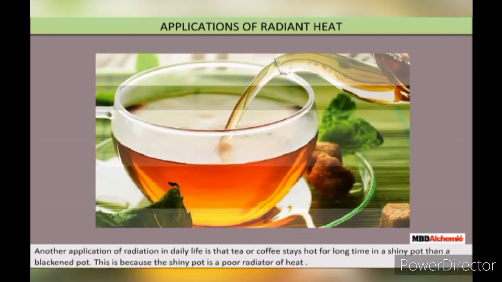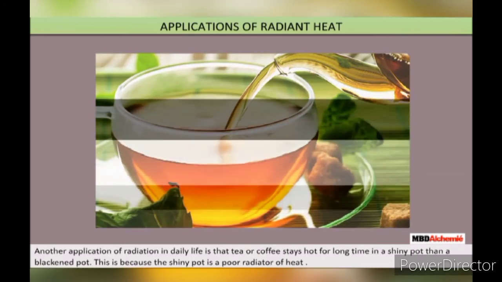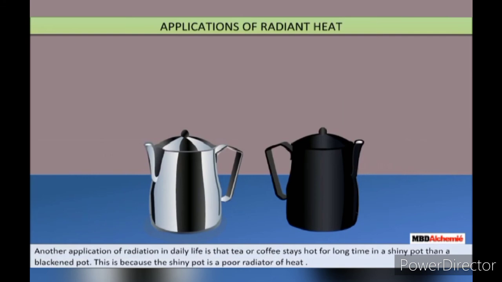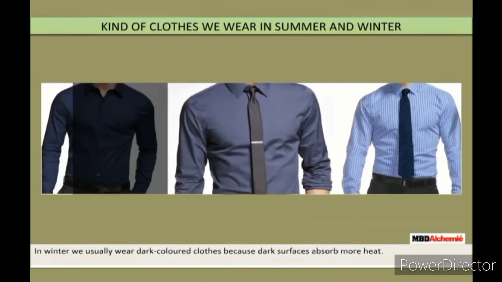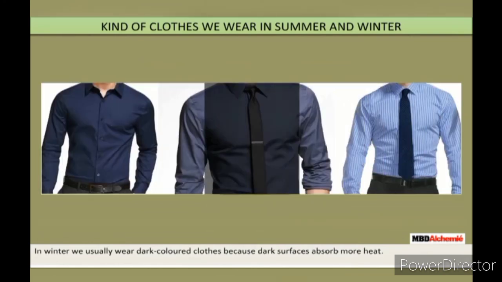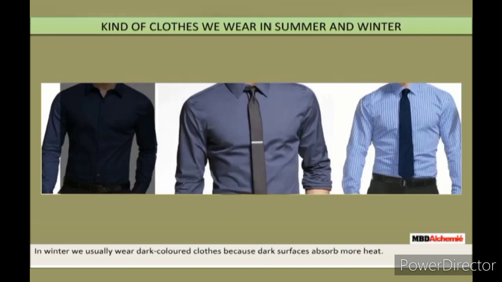Another application of radiation in daily life is that tea or coffee stays hot for a long time in a shiny pot than in a blackened pot. This is because the shiny pot is a poor radiator of heat. You know that in summer we prefer light-colored clothes because light-colored clothes reflect most of the heat. In winter, we usually wear dark-colored clothes because dark surfaces absorb more heat.